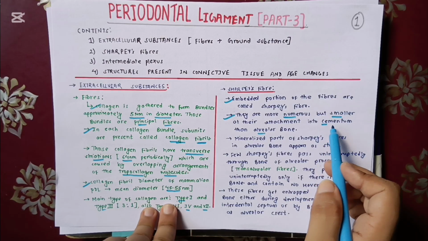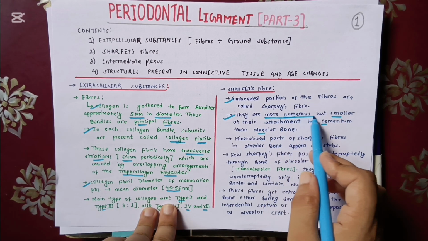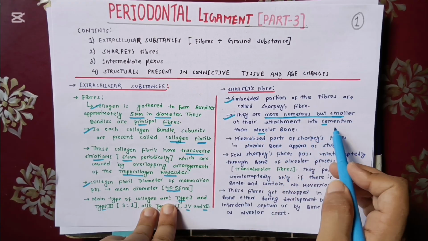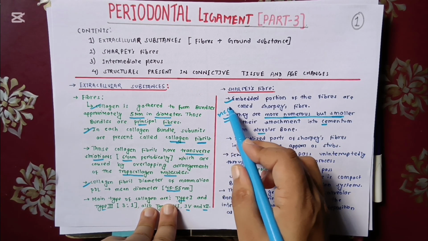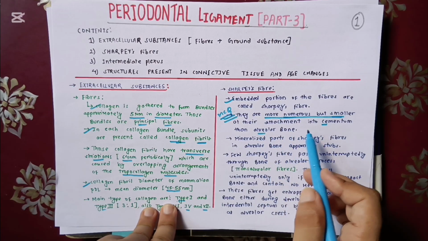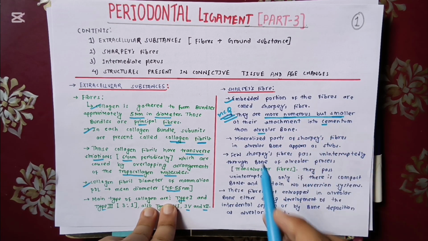Okay, so in cementum they are more numerous but smaller at their attachment to the cementum. And this is an important MCQ question they can ask you. Okay, so they are more numerous and smaller at the side of the cementum.